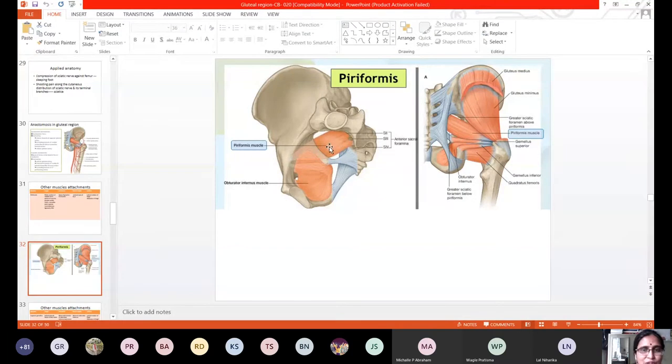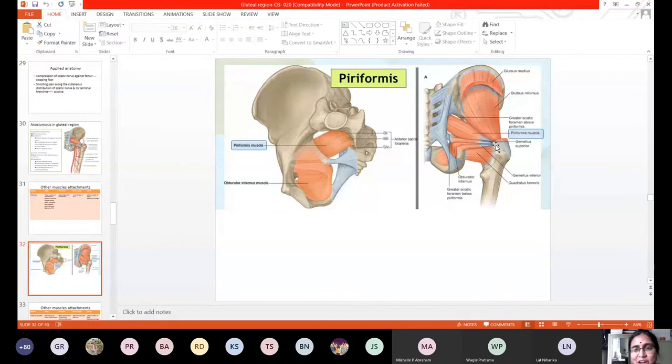Then it enters into the gluteal region through which foramen? Greater sciatic foramen. It enters into the gluteal region through the greater sciatic foramen and finally inserts into the greater trochanter. This is greater trochanter. Greater trochanter has several surfaces and parts. Where does it insert? It inserts into the tip of the greater trochanter, which is also known as the apex of greater trochanter.